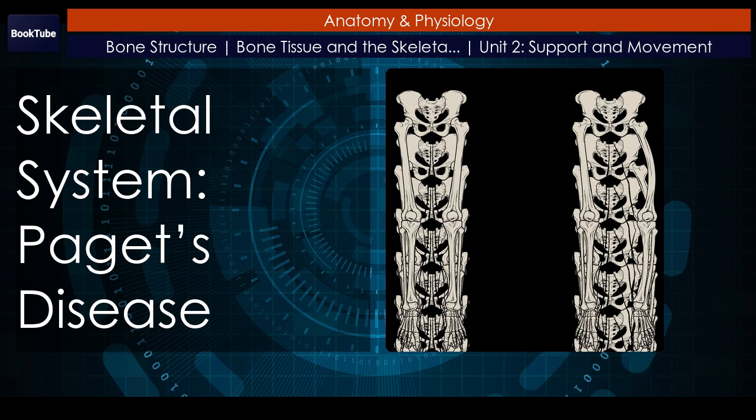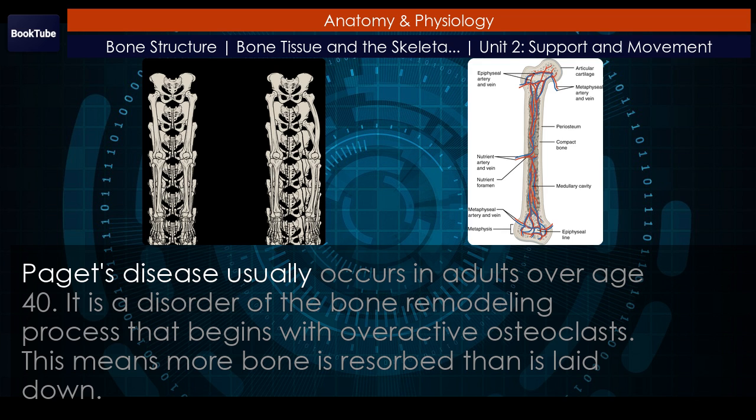Aging and the skeletal system. Paget's disease. Paget's disease usually occurs in adults over age 40. It is a disorder of the bone remodeling process that begins with overactive osteoclasts.